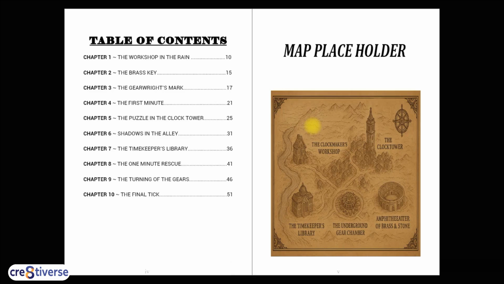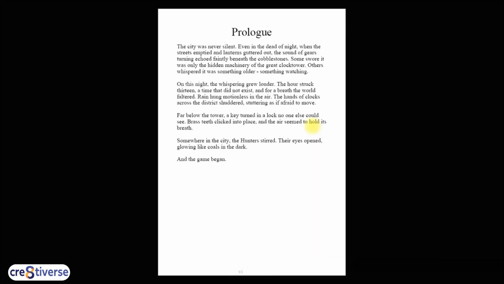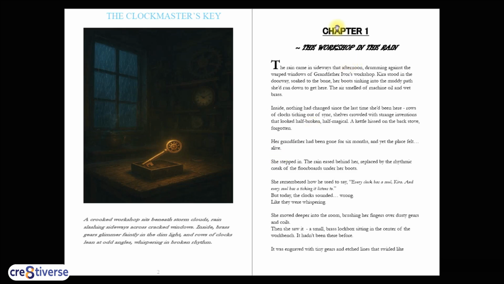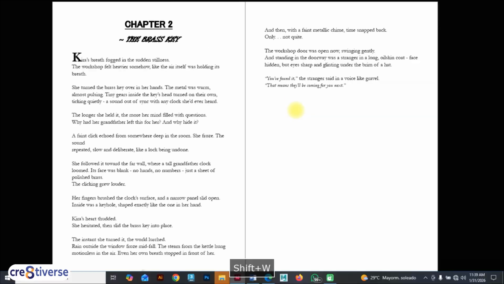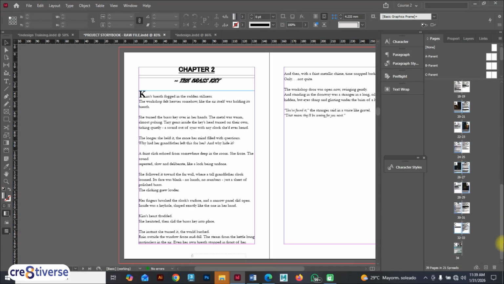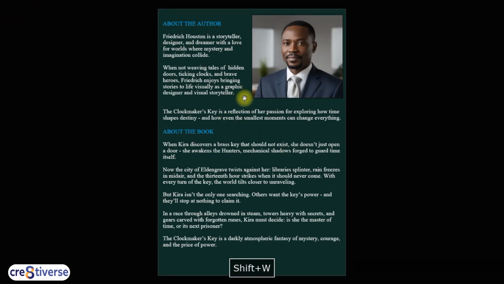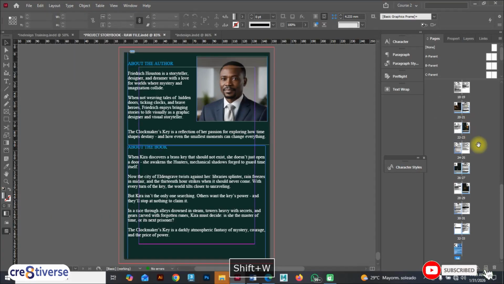Okay, we're going to be looking at how to make a table of contents, prologue. We're going to be looking at the text wrap, the drop cap, how to use the character style, the paragraph style. We design all of this up until the back page, as you can see here on the screen.